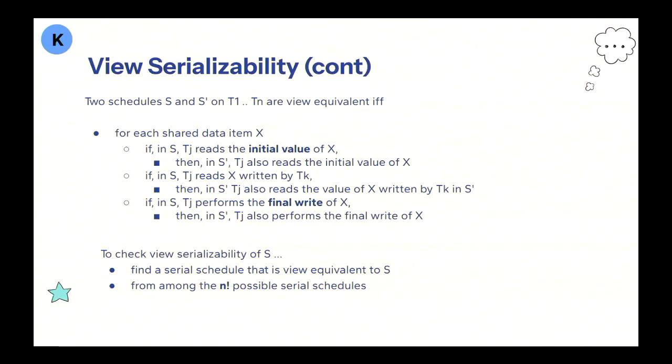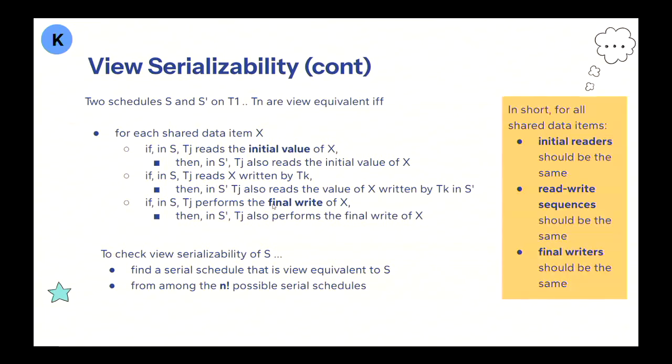They follow the same order of reads, and don't get overwhelmed by these symbols here. And there's a summary. So in short, for all shared data items, the initial reader should be the same. The initial reader transaction should be the same. The read and write sequences should be the same. And the final writers should be the same.